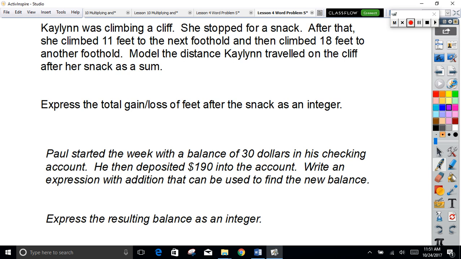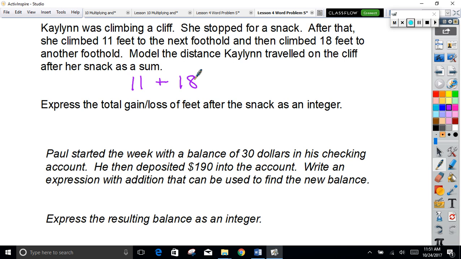Jenna, you want to give this one a shot? Yeah. Okay, what should I write for my expression? 11 plus 18. Okay, how did you know that it should be a positive 11? It says she climbed to a foothold and she climbed to another foothold, and it doesn't say she climbed down. Right. And usually when we climb, we're implying that we're going to go up. When we climb a tree, we're going up the tree. Some of these problems, we'll talk about them slipping down the cliff. That would be a negative situation if she slipped and fell.